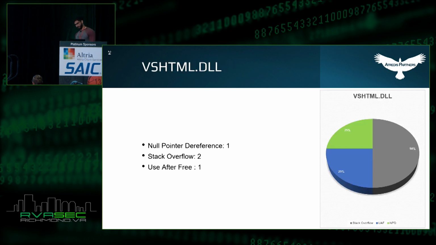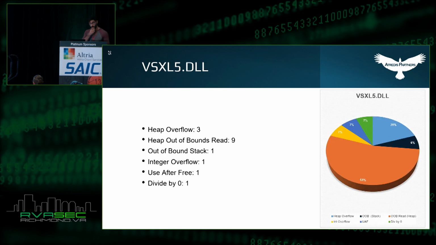With VSHTML, we found a single null pointer dereference, 2 stack overflows, and 1 use after free. With VSXL5, it's a lot more interesting. We found 3 heap overflows, 9 heap out-of-bounds reads, a single out-of-bounds stack issue, I believe it was an out-of-bounds stack comparison, an integer overflow, which led to a heap out-of-bounds comparison, use after free, and divide by 0.